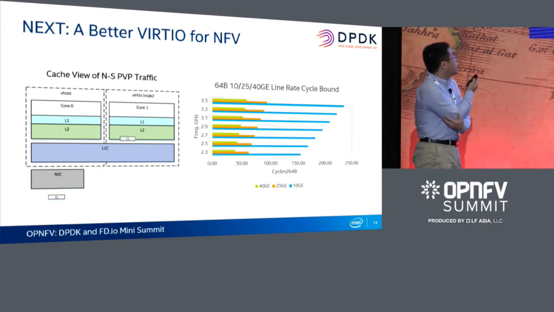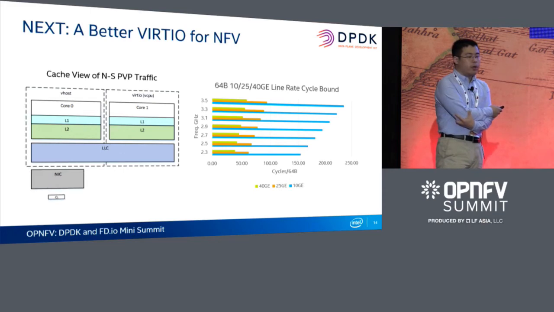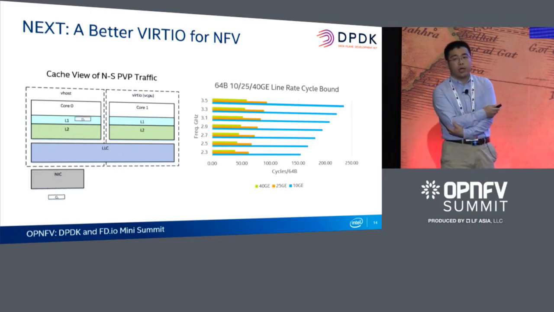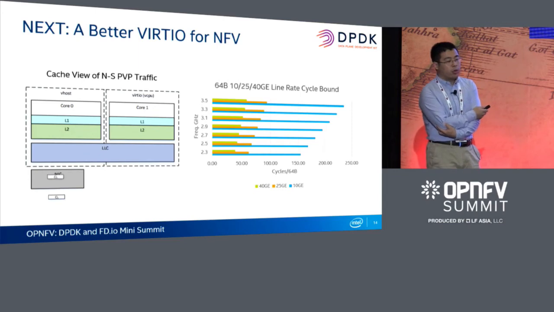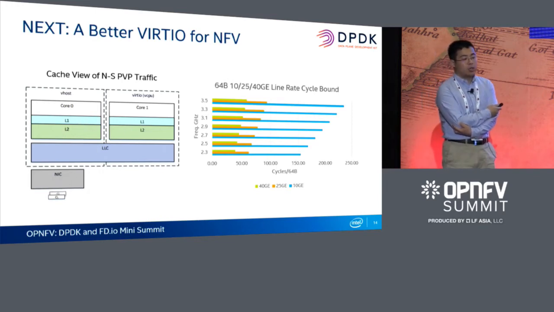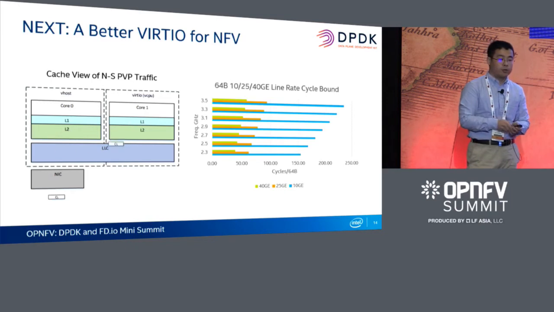So let's see the traffic flow in a PVP case. Here's the cache line. If we're looking at a small packet, you just have a single cache line, 64 bytes. A packet goes to your backend first and then goes to your VM. What's the traffic flow? The packet will go to your CPU, which handles the vHost code, so the cache line will go to layer 3, layer 2, layer 1 for that core. And then the virtio side will dequeue that packet, so the cache line will go to the core for virtio.